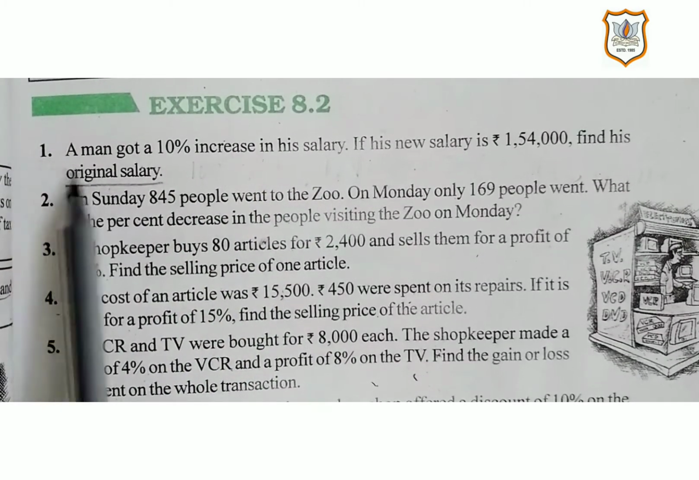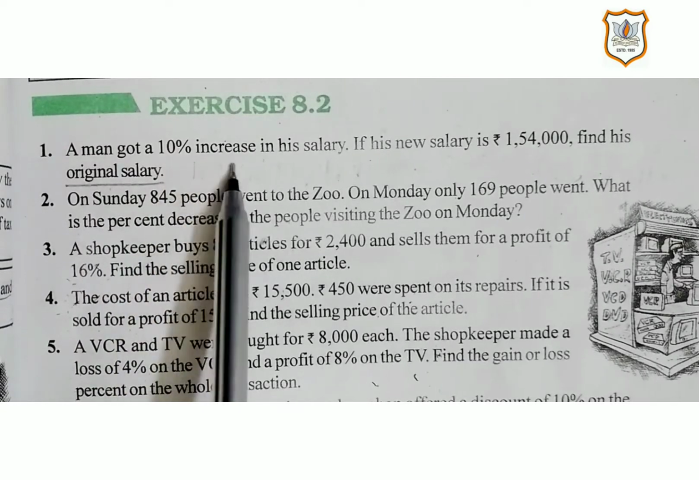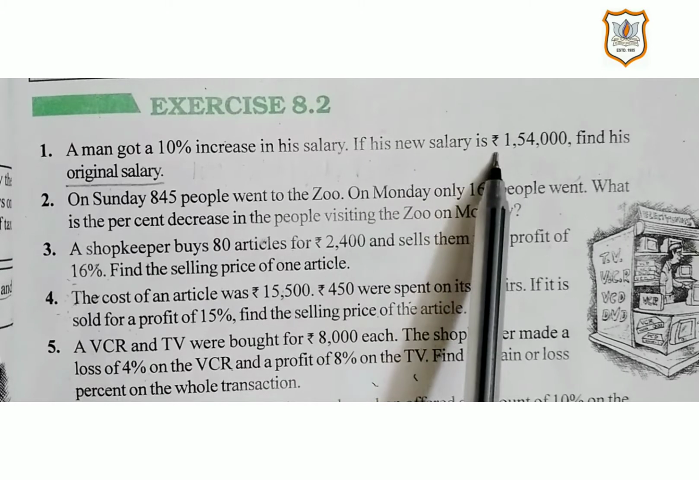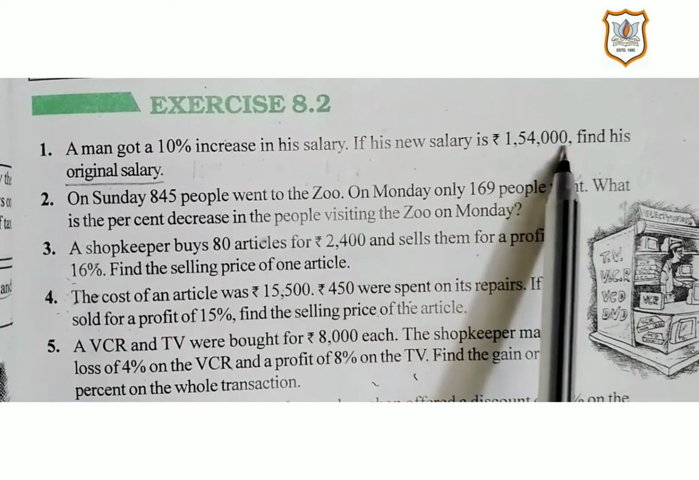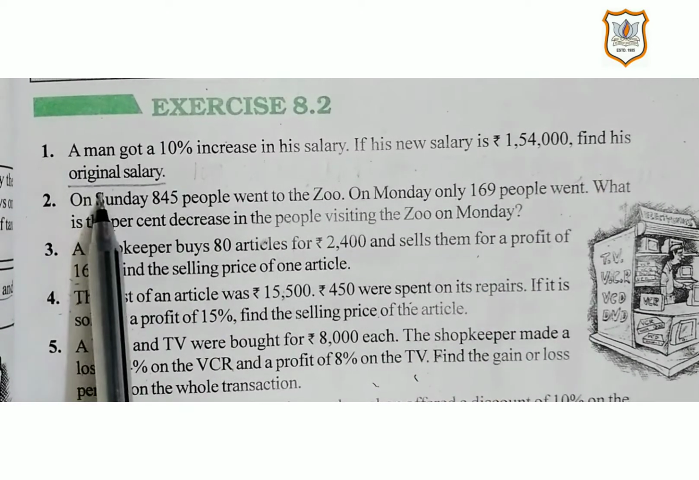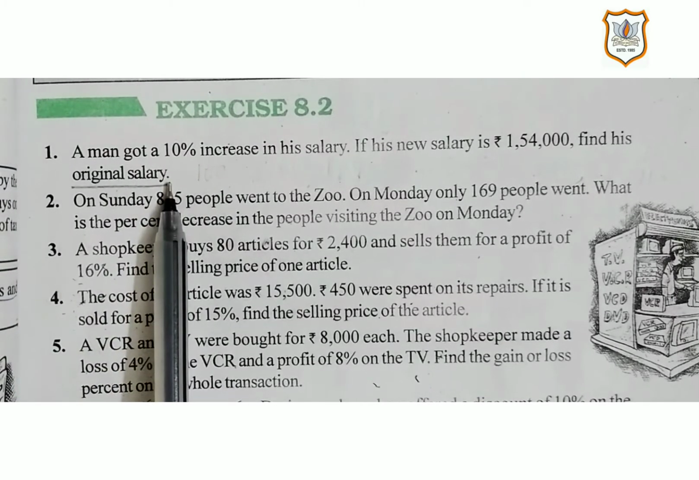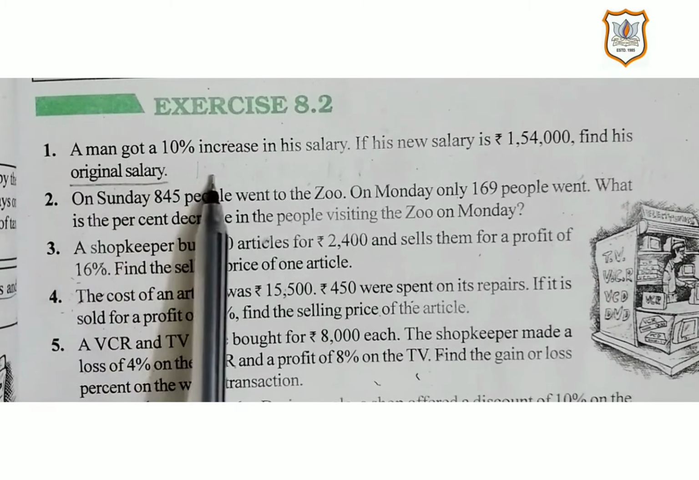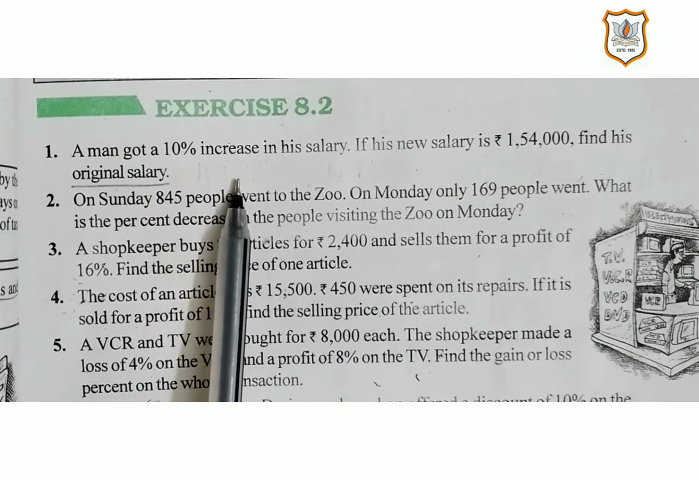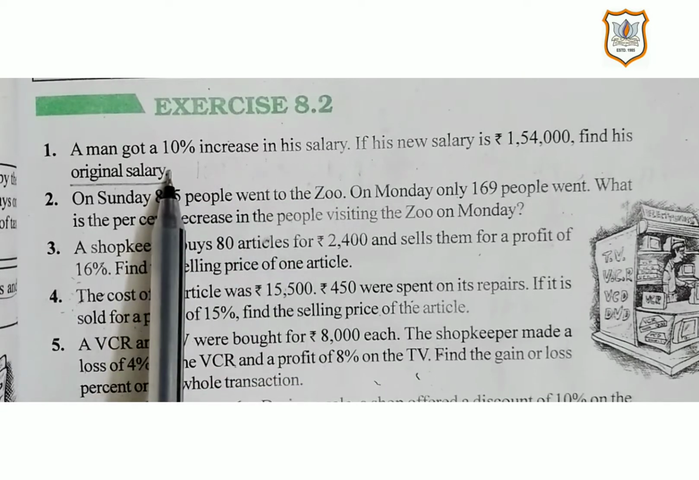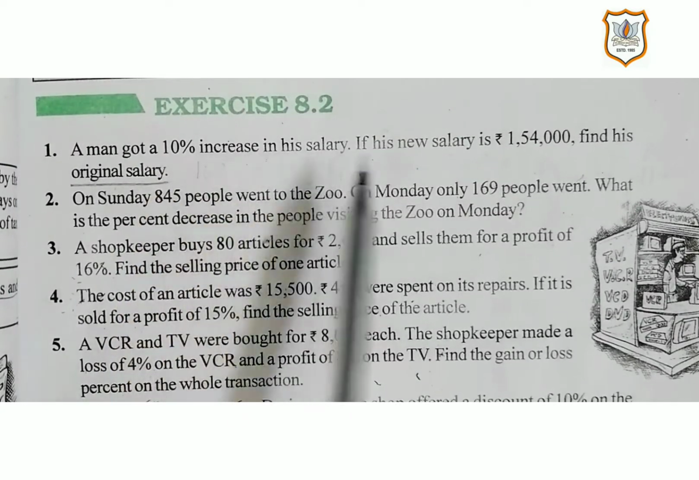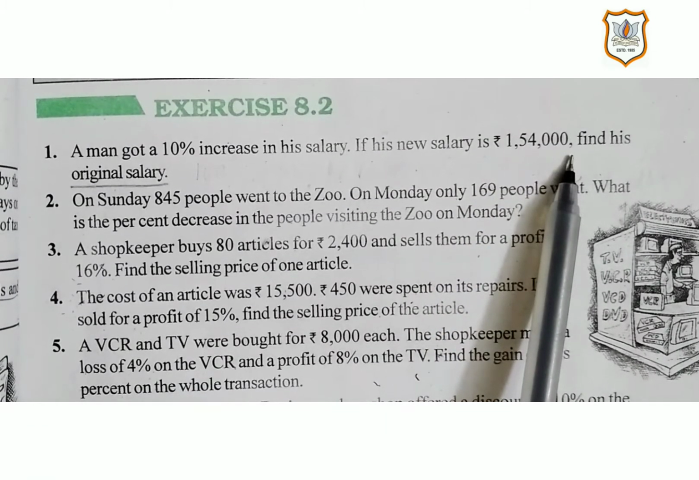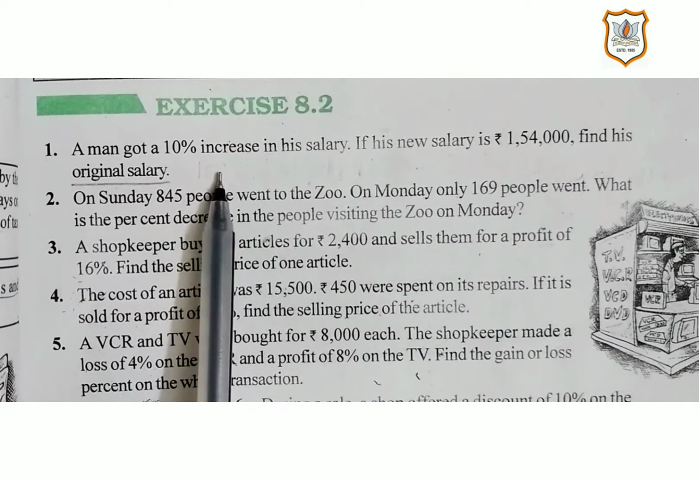First sum. A man got a 10% increase in his salary. If his new salary is rupees 1,54,000, find his original salary. So students, in this question, first we will assume his original salary is rupees X and his salary increased by 10% and the new salary is 1,54,000. We have to find the value of X.